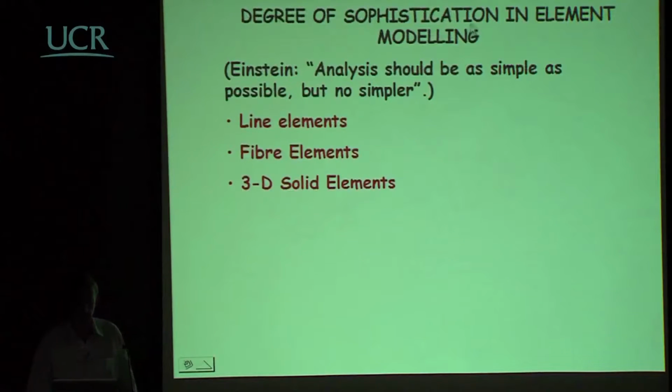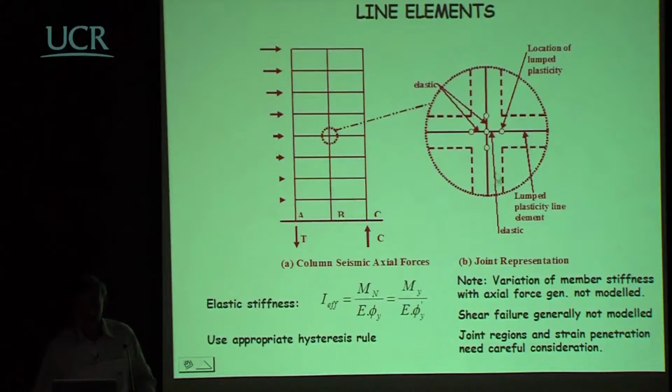Well, what level of sophistication do we need in element modeling? That's the members. One of the quotes at the start of the book is Einstein's statement that analysis should be as simple as possible, but no simpler. There's the possibility of using line elements, fiber elements, or 3D solid elements. For the sort of structures that we're talking about, we cross out that bottom line. So we want to look at line elements and fiber elements. Line elements are typically perfectly adequate for frames, also for wall structures and for bridges. They may not be adequate for some other situations.